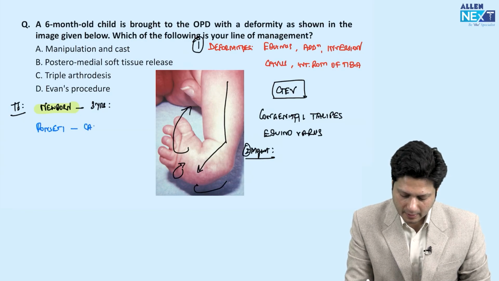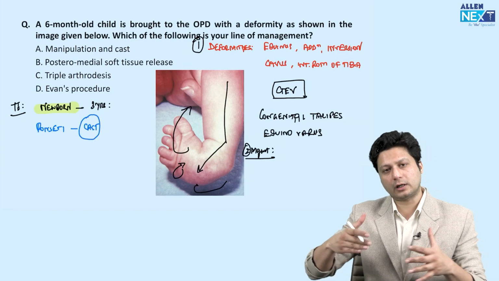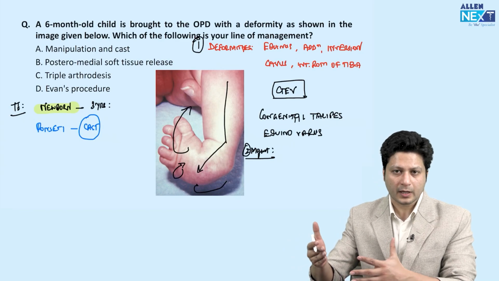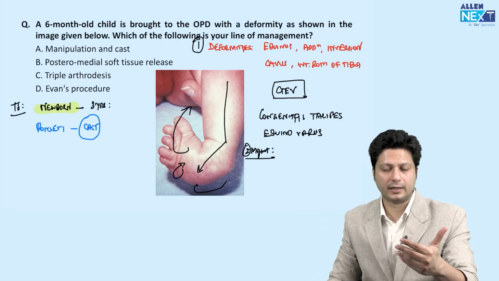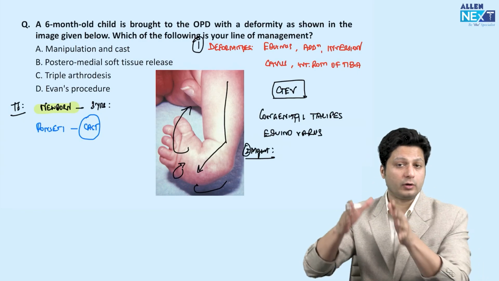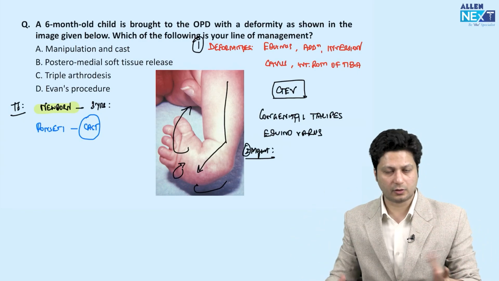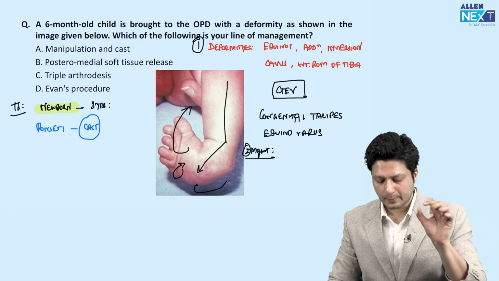That is corrective cast application, where all the deformities are corrected simultaneously. Once the overcorrection is achieved, it has to be immobilized. It has to be kept inside the Dennis Brown splint in order to prevent the recurrence. All right. This is all about the management protocol.